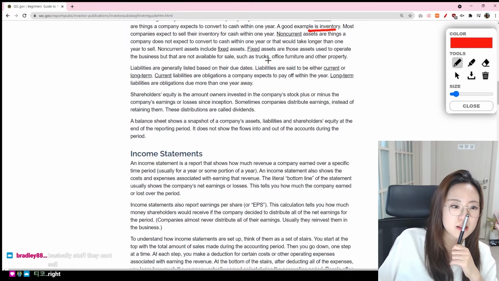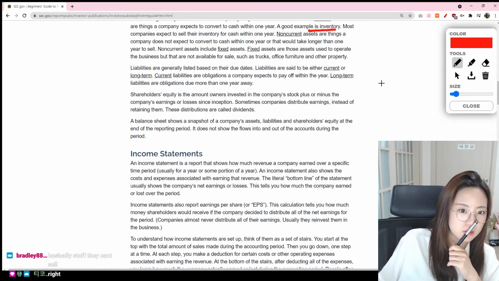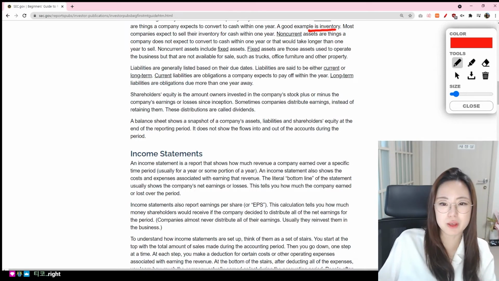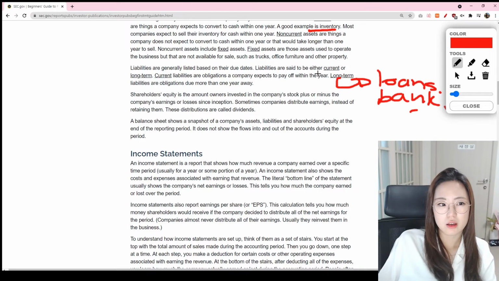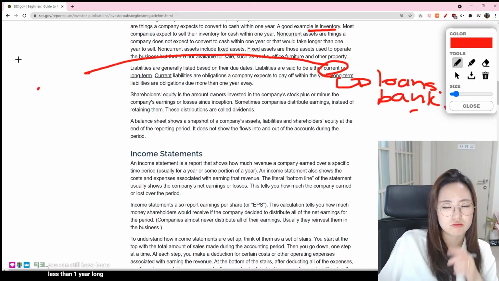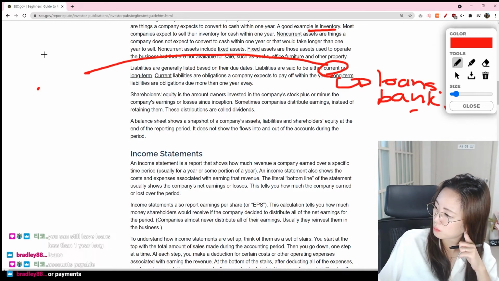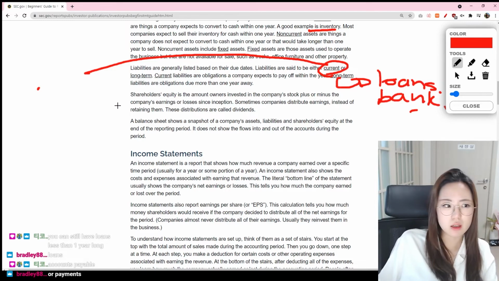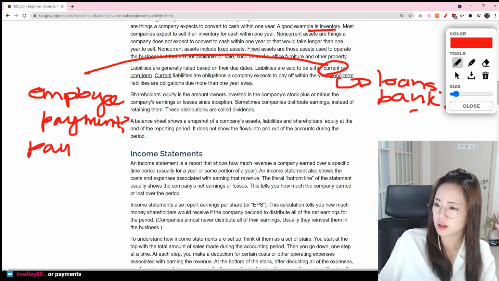Okay. Liabilities are generally listed based on their due dates. Liabilities are said to be either current or long-term. Long-term would be like loans. Right? Loans. Bank. And then, what are some examples of current liabilities? That would be like employee payment. Paycheck?